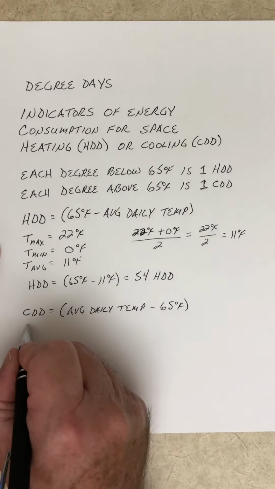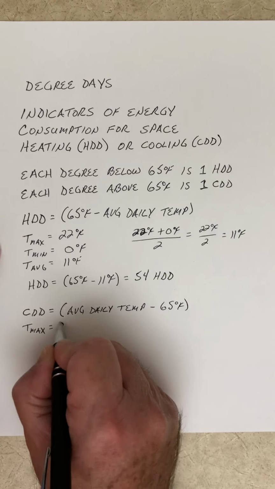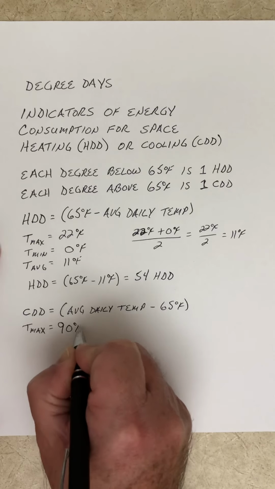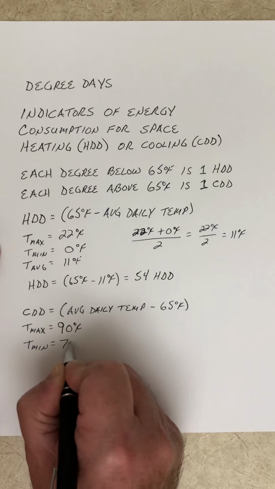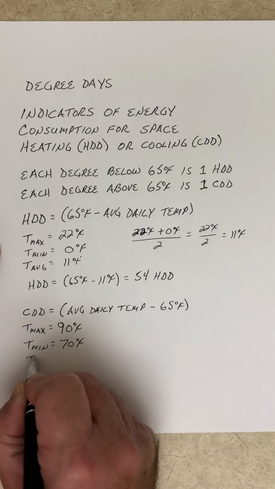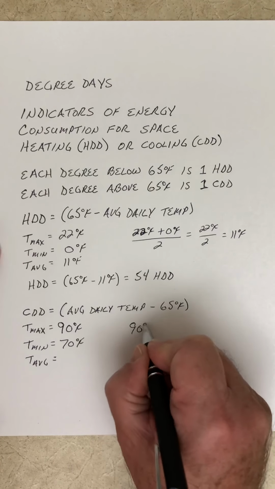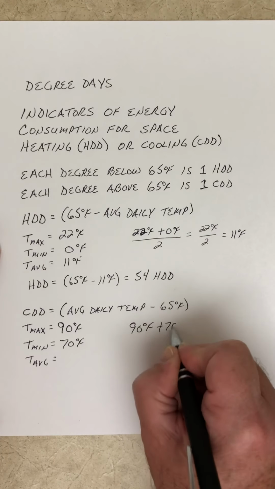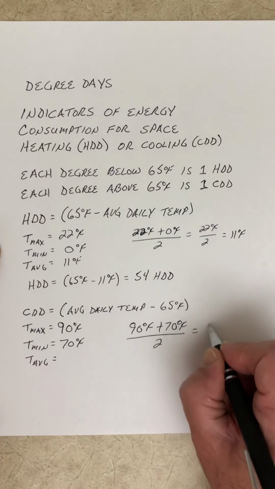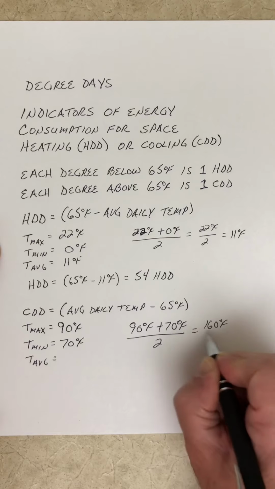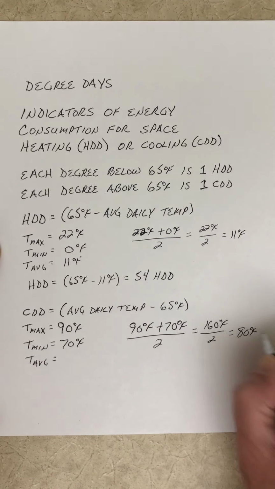Okay, and so we'll do an example here. We'll make it easy on ourselves for the calculation. If our maximum temperature was 90 degrees Fahrenheit and our minimum, or low, temperature that day was 70 degrees Fahrenheit, we calculate an average daily temperature. That would be 90 degrees Fahrenheit plus 70 degrees Fahrenheit, which is 160, divided by 2, which would be 80 degrees Fahrenheit.